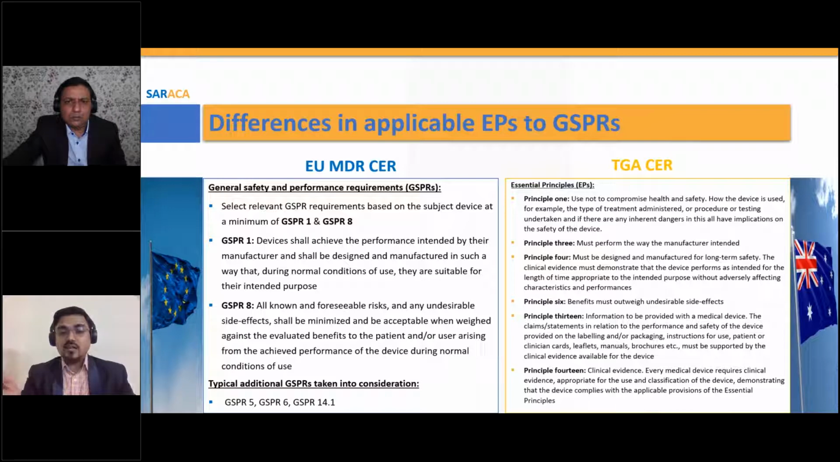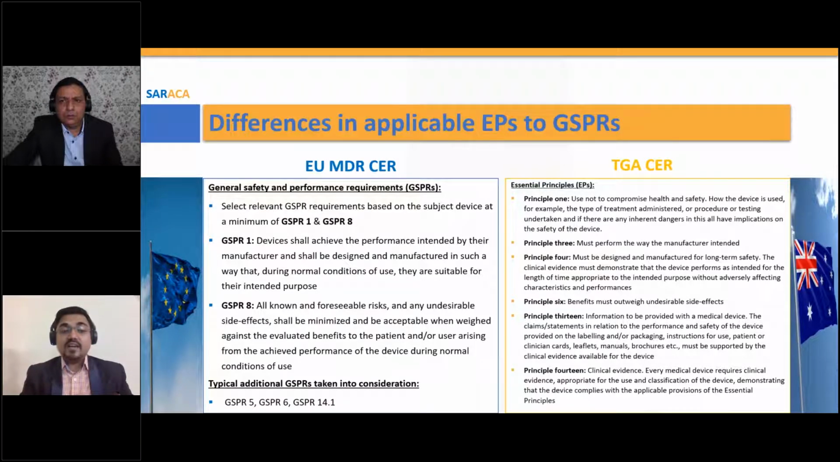You need to minimize or mitigate all the acceptable risk when weighed against the evaluated benefit of the patient, and you need to consider the risks arising from the achieved performance. So there are multiple requirements combined inside one requirement. So GSPR 1 and GSPR 8 itself is a bigger thing. It's a bulkier thing to comply with all these requirements.